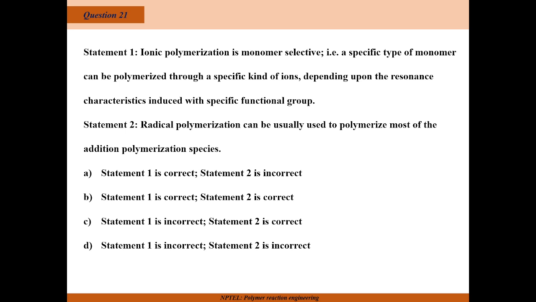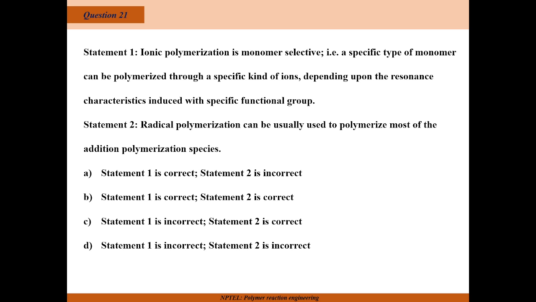So here the first statement is ionic polymerization is monomer selective. That is, a specific type of monomer can be polymerized through a specific kind of ion, depending upon the resonance characteristic induced by a specific functional group. The statement 2 states that radical polymerization can usually be used to polymerize most of the addition polymerization species. So which one is correct?